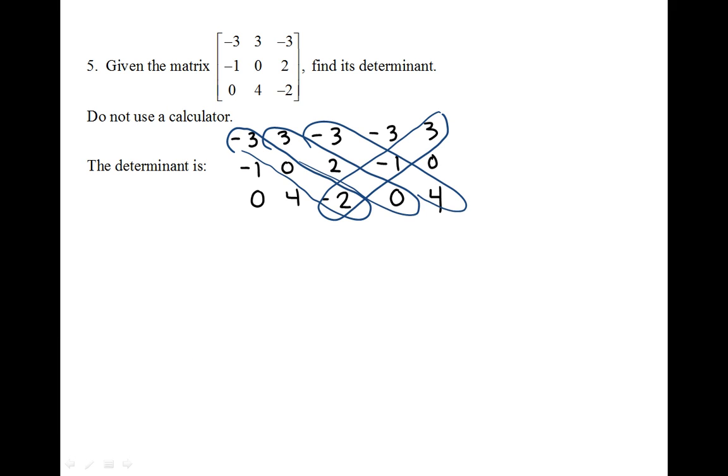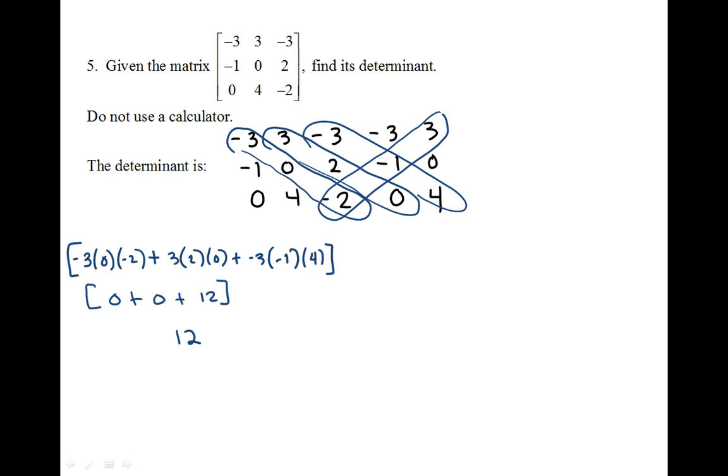All right, so I have negative 3 times 0 times negative 2 plus 3 times 2 times 0 plus negative 3 times negative 1 times 4. So that's going to be 0 plus 0 plus 12, which is just going to be 12.